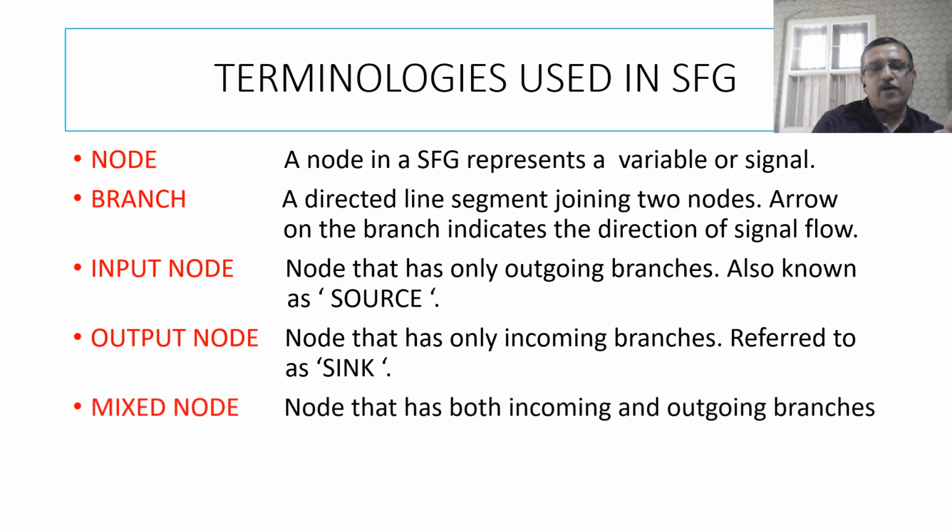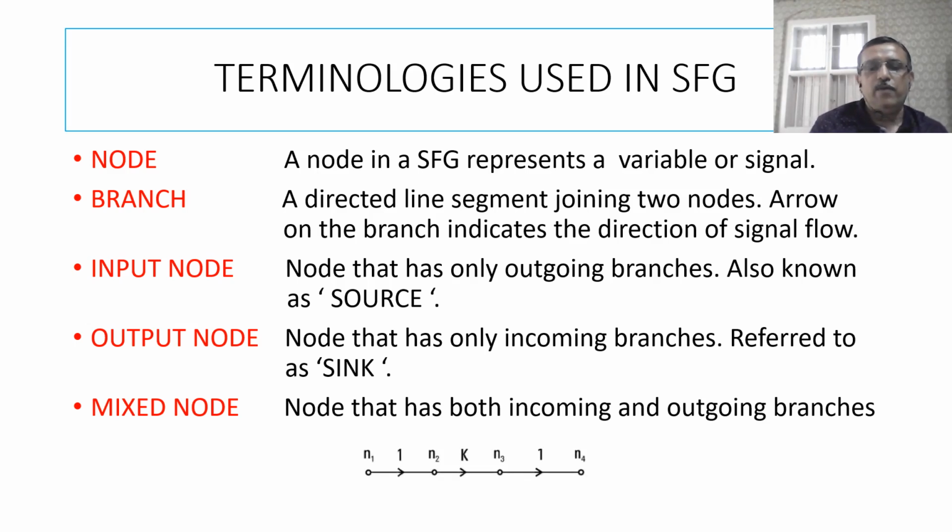Now these are not very hard. All the other nodes are mixed nodes. There will be signal coming in and signal going out. So in short, what is an input node? An input node is a node from which signals are coming out. It's a source. And an output node is where the signal comes and ends. There are no outgoing branches, only incoming branches. Such a node is called an output node, and all the other nodes are called mixed nodes.